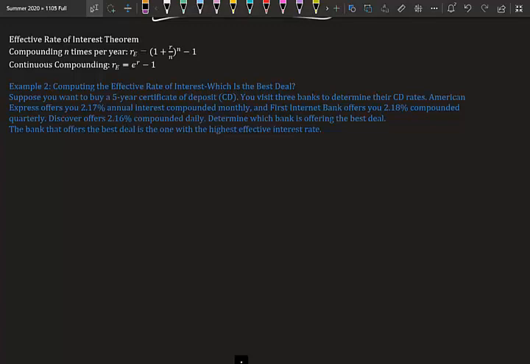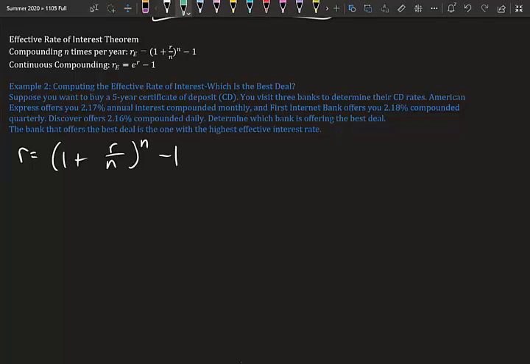So nothing in here is about continuous compounding. Since there's no continuous compounding word in here, we're going to be using the effective rate equals 1 plus r over n to the power of n, all minus 1, because nothing in here said continuous compound.